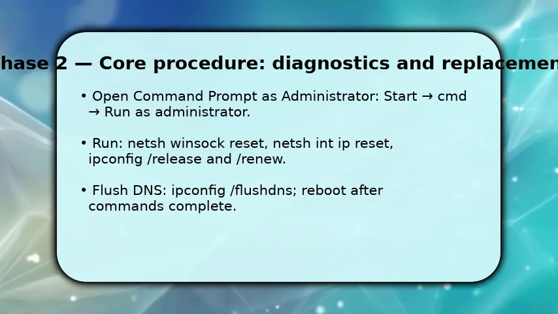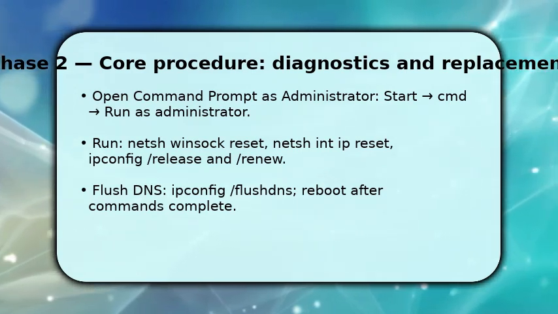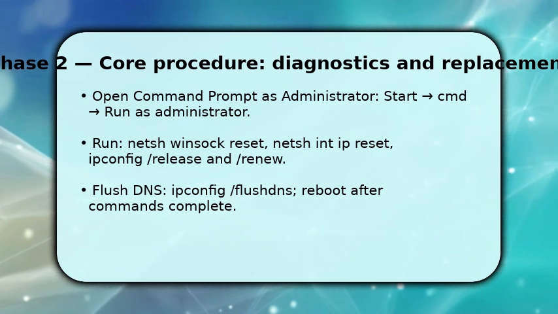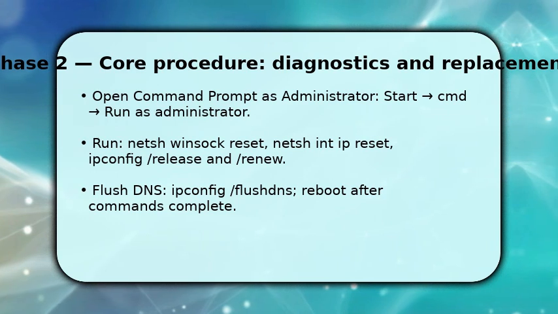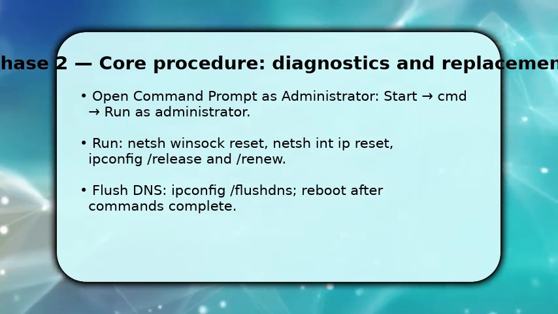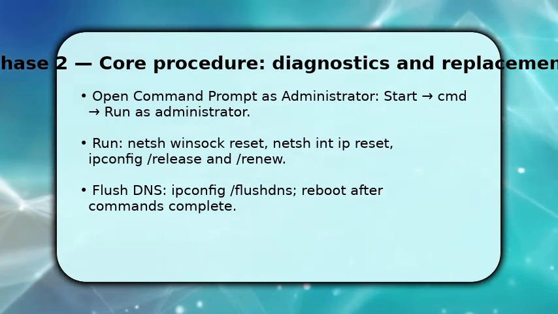Next, run the resets from an elevated command prompt so changes apply globally. Type netsh winsock reset to clear socket catalog issues, then netsh int ip reset to rebuild the TCP/IP stack. These reset settings that often cause network failures.